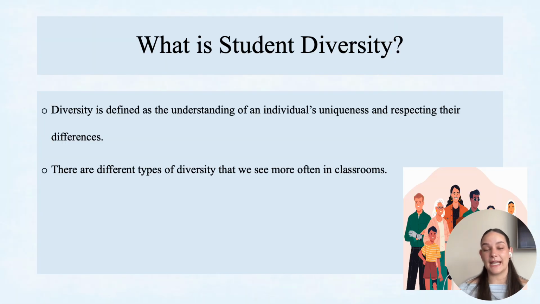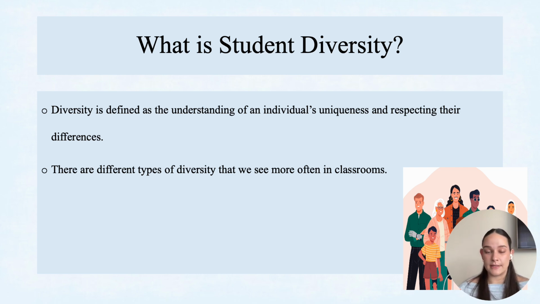So firstly I would like to take the time to describe what diversity is. Diversity is described as the understanding of an individual's uniqueness and respecting each other's differences. This is where we can see children understand, accept, and respect one another's differences, and all of these things really just coincide with one another. And there are different types of diversity that I would like to address.